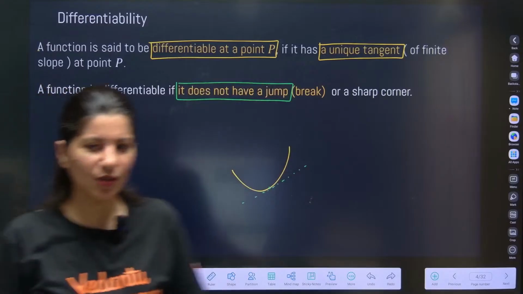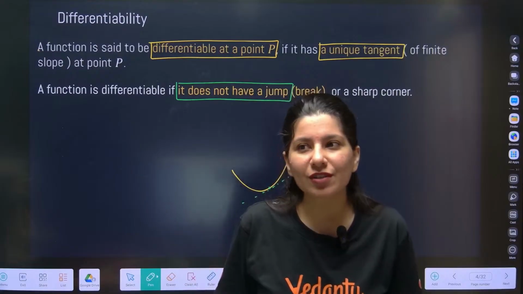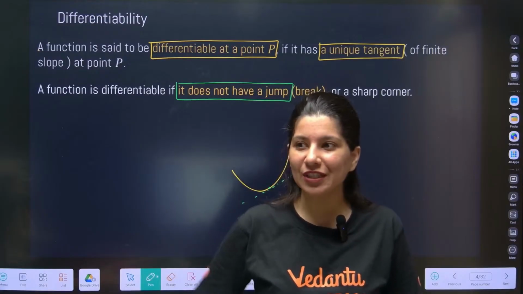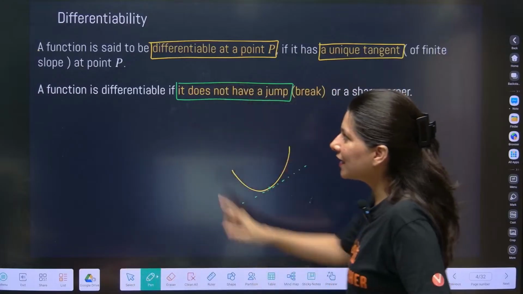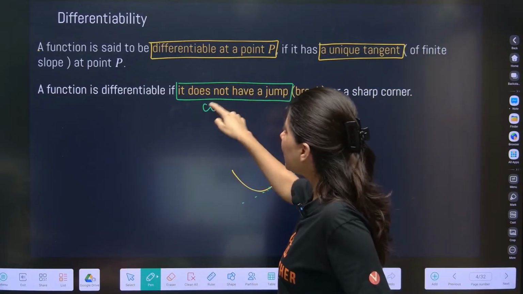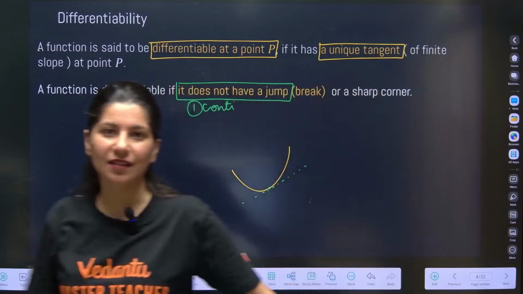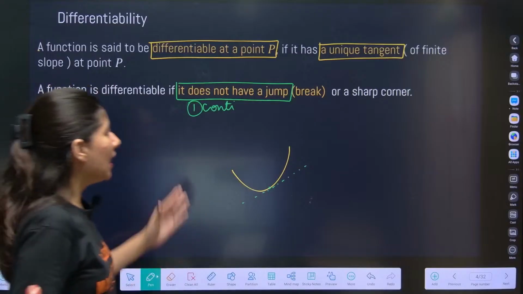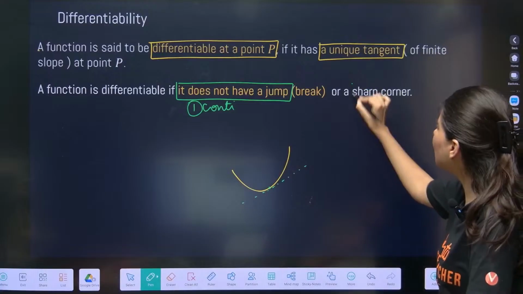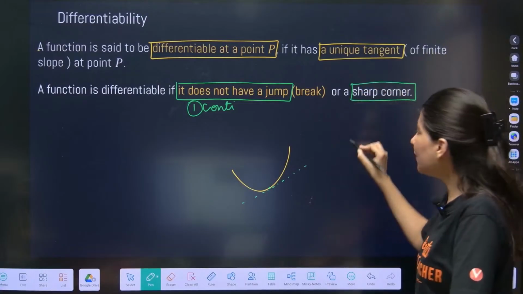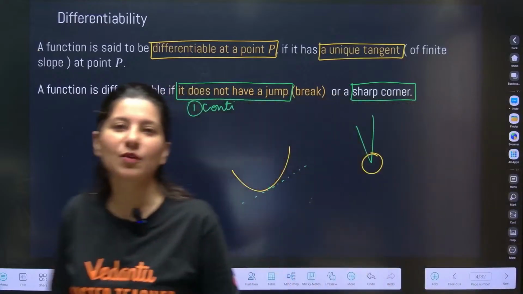Oh, okay. Hold on, ma'am. Don't you think that this is the same condition as for continuity? What was the condition of continuity? That the graph should be smooth. So they are trying to say that a function is differentiable if it is continuous. First condition is it should be continuous. Now, if the function is continuous, then watch out for a sharp corner. If it is continuous but it is having a sharp corner, that will not be differentiable.